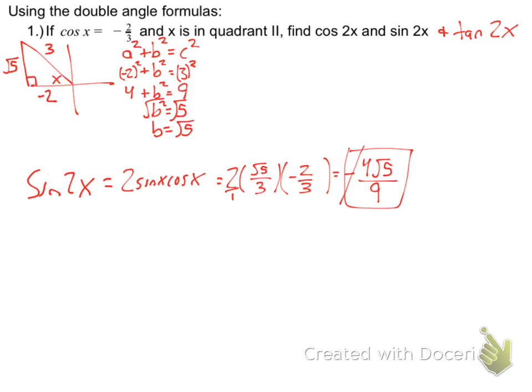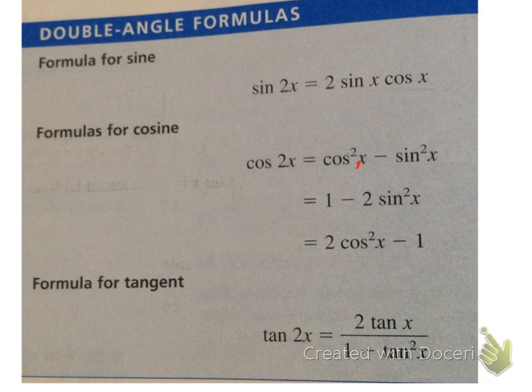Next, we have to do cosine 2x. Now remember, cosine 2x has 3 versions to it. Let's go back and look at those. Which one of those 3 looks like possibly the easiest one to do? I think that one of the bottom 2 would probably be the easiest. Some people are saying the second one. I'm actually going to vouch for this third option, the one on the bottom.